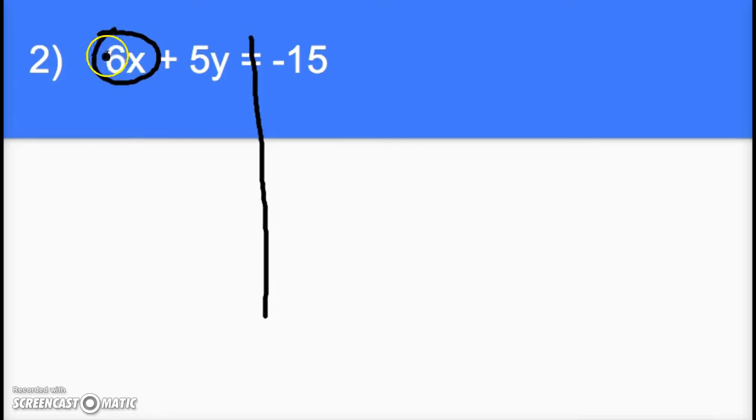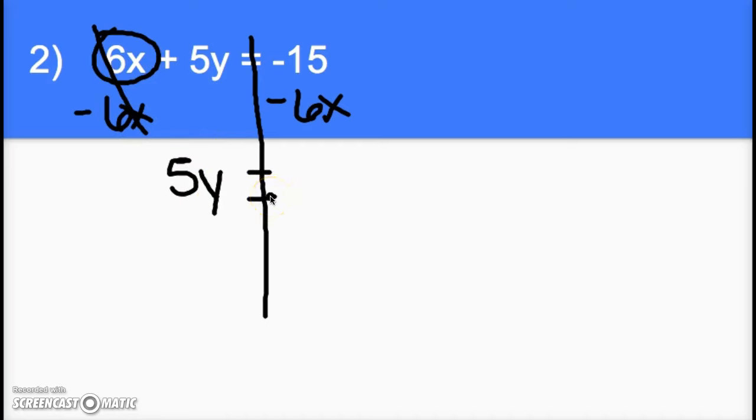So it is a positive 6x, so to get rid of it, I'm going to subtract 6x. And I need to do that from both sides. So those cancel, and I'm left with a positive 5y, so I just write 5y equals, and then again, remember, I always put what's with the x first. So we have a negative 6x, and then since this 15 is a negative 15, I'm just going to write minus 15. Keep in mind, a minus sign and a negative sign are the exact same thing.